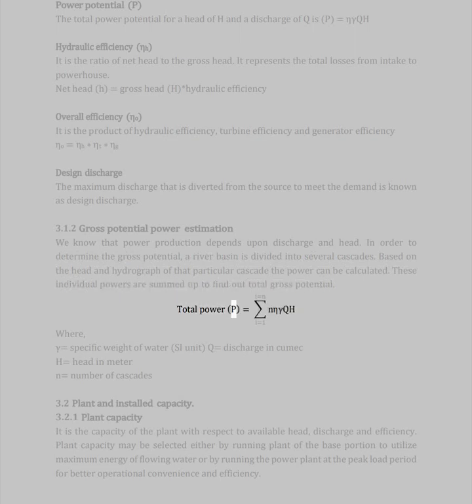Total power, P, equals N eta gamma QH, where gamma equals specific weight of water, Q equals discharge in cubic meter per second, H equals head in meter, N equals number of cascades.